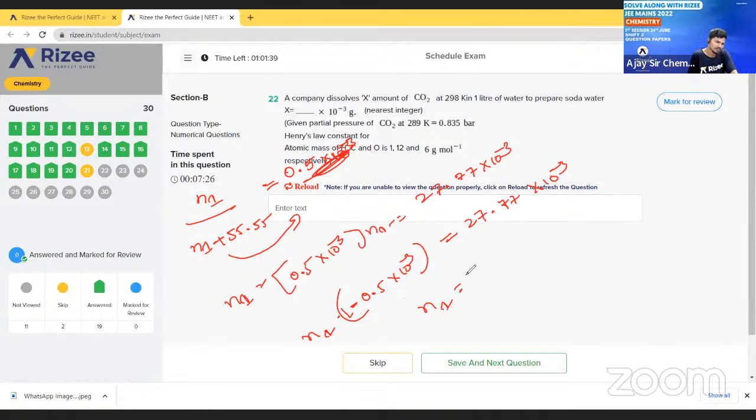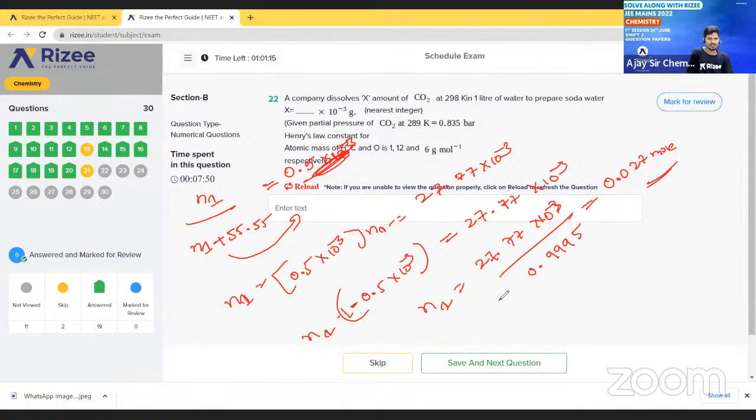See here, n1 is equal to what we will get ultimately: 27.77 into 10 to the power of minus 3 by 0.9995, and finally we will get 0.027 moles. So we have to know, they asked in grams. They said that they have to find it in grams.